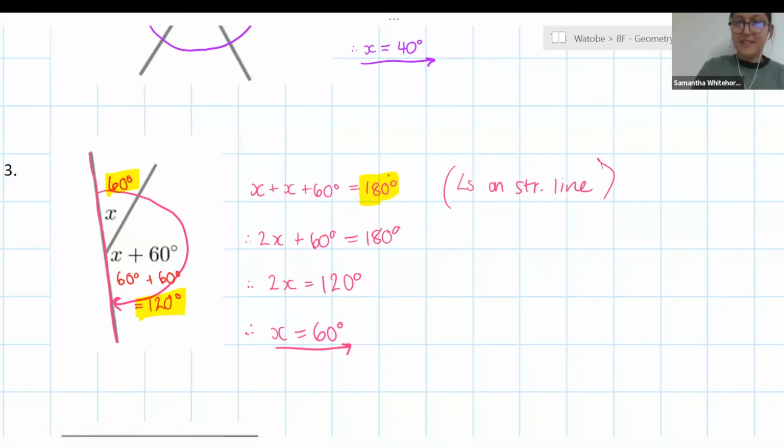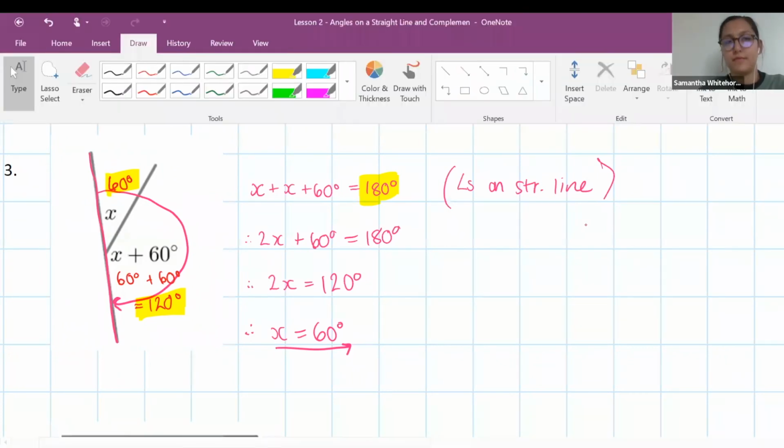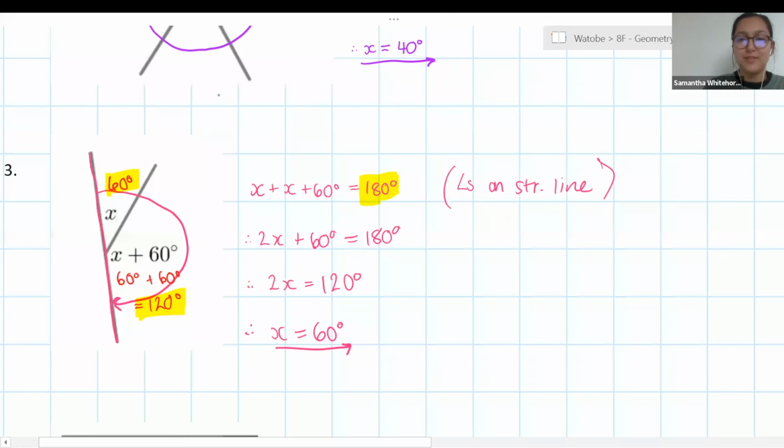Tepi, is that a hand to ask a question? We can give you this one, Tepi. Let's ask the question. Hi, ma'am. I wanted to ask, don't you say 2x over 2 equals 120 degrees over 2 to get 60? Okay, oh, yes. Sorry, Joseph, you can go on.